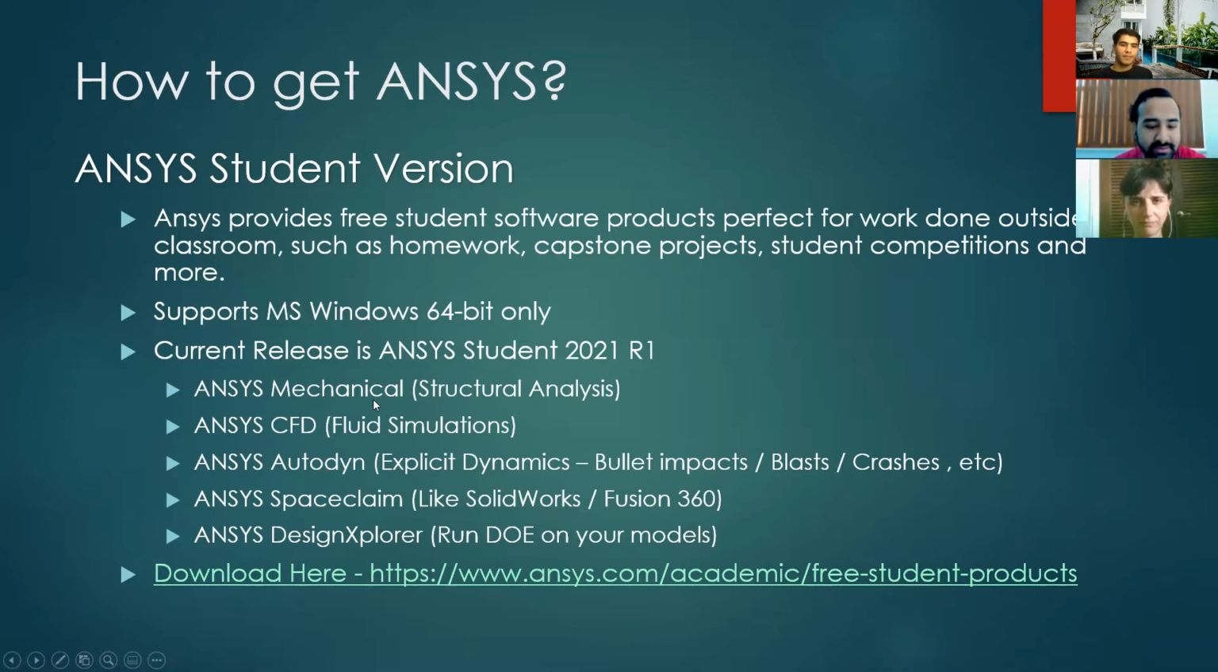If you get it, you get ANSYS Mechanical, which is for structural analysis, and ANSYS CFD, which is for fluid simulations. It also includes ANSYS Autodyn for explicit dynamics. That's just a fancy way of saying things are moving really fast. So if you want to simulate a bullet impact, a blast, a car crash, stuff like that, that would be explicit dynamics. It also includes its own CAD software called ANSYS SpaceClaim, which is like SolidWorks and Fusion 360, except instead of being parameterized, it's a bit more free flow. You'll see what I mean when I get to it.